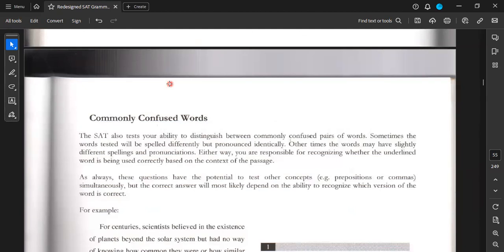So there'll be pairs of words that will be given to you, and sometimes it'll just be spelled differently but pronounced the same. Sometimes you have words that have slightly different pronunciations and spellings, but they want you to be able to underline whether that word is correct in context. Remember, guys, context is really important, especially in this chapter, right?